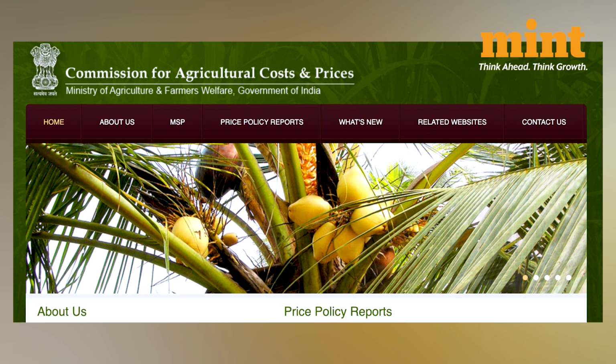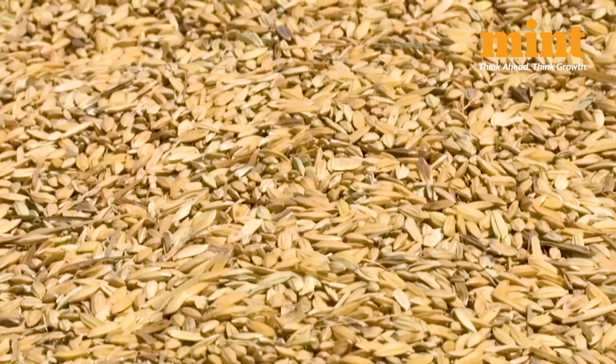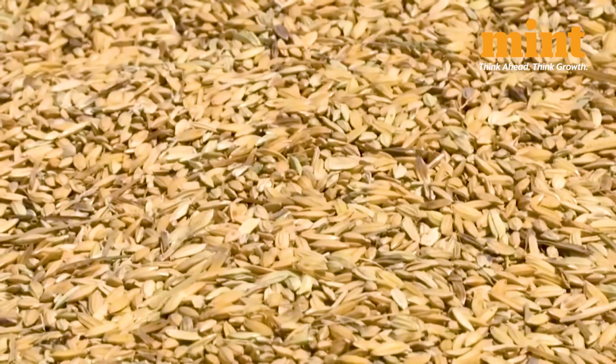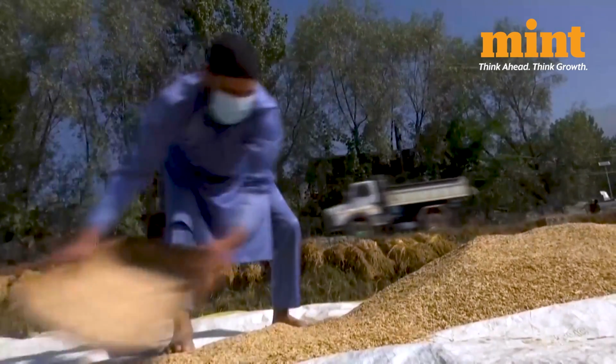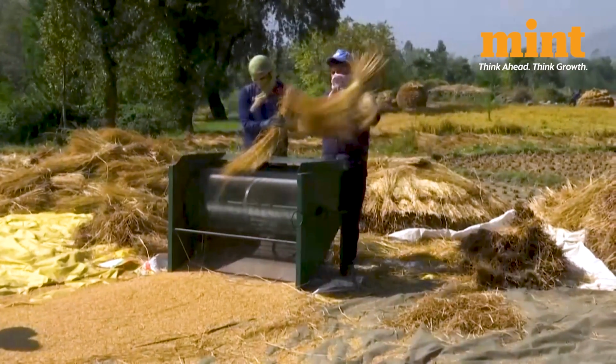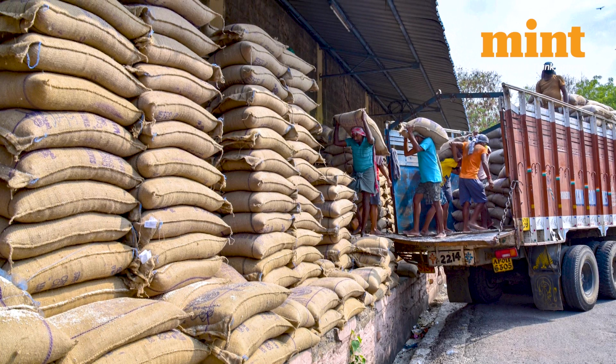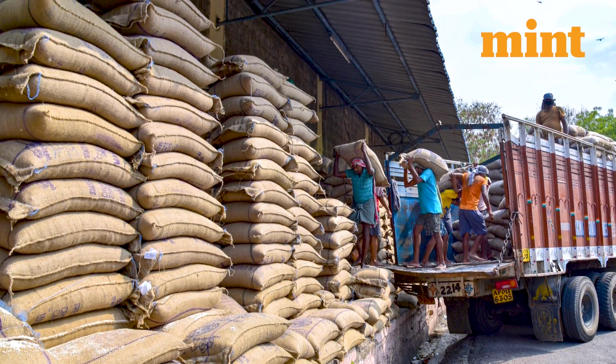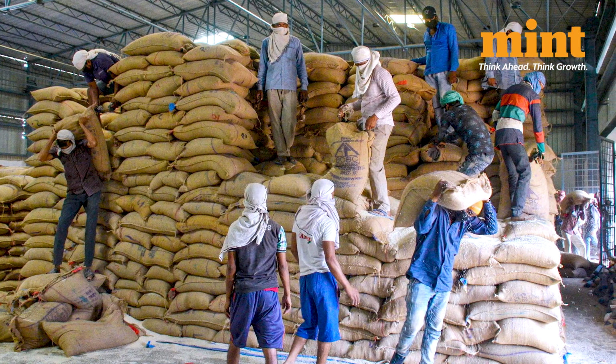Now, the Commission for Agricultural Costs and Prices, or CACP, an attached office of the Union Agricultural Ministry, suggests MSPs for specific crops. While MSP is announced for all crops, it works almost for rice and wheat only, because the government has a vast storage system for only these grains, which feed the government's public distribution system.